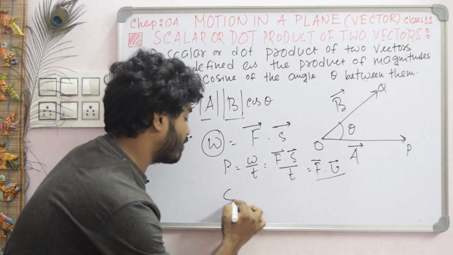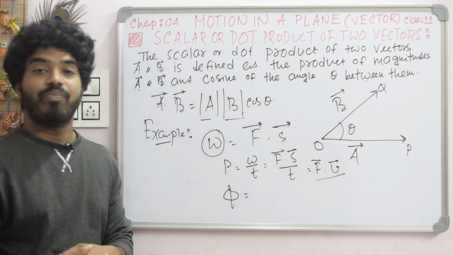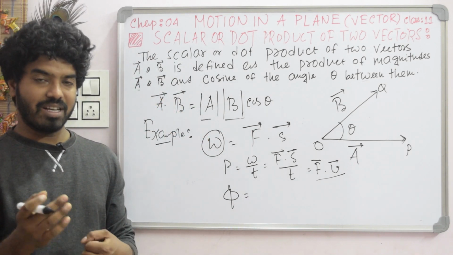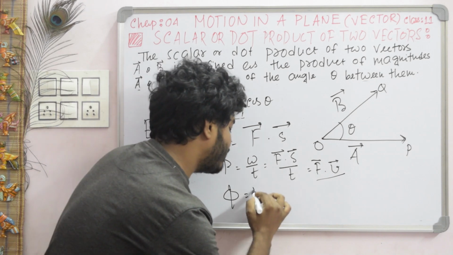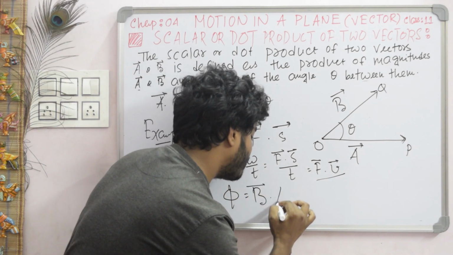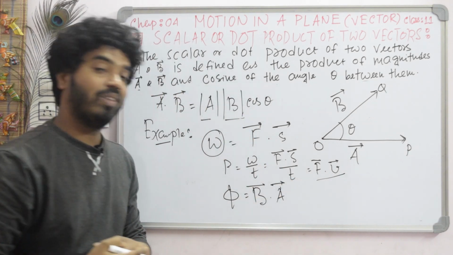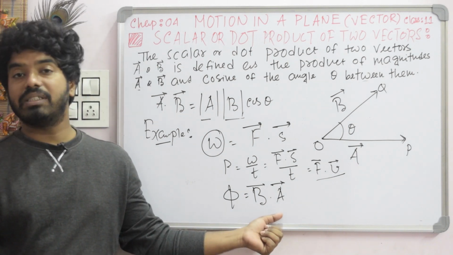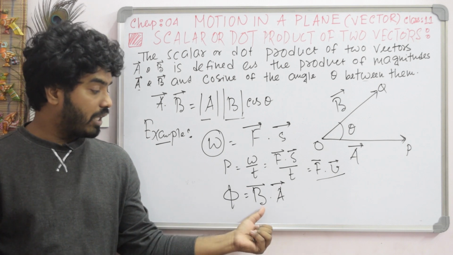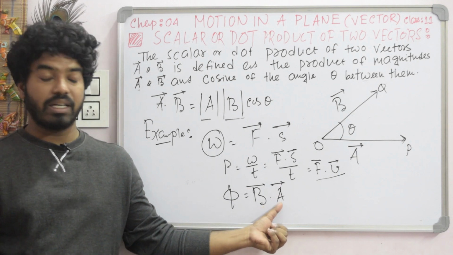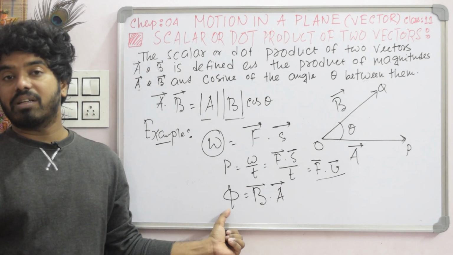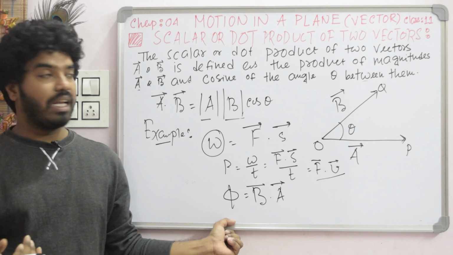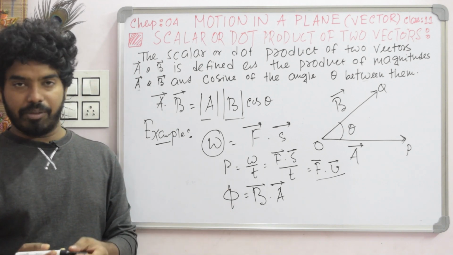Similarly, there is another example, phi, which is named magnetic flux in your class 12. Phi is represented as vector B dot vector A. Vector B represents the magnetic field and A represents the area vector. So the dot product of magnetic field and area vector gives the magnetic flux, and magnetic flux is a scalar quantity. So this is our example.